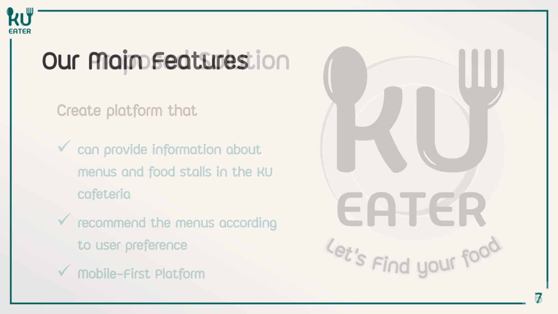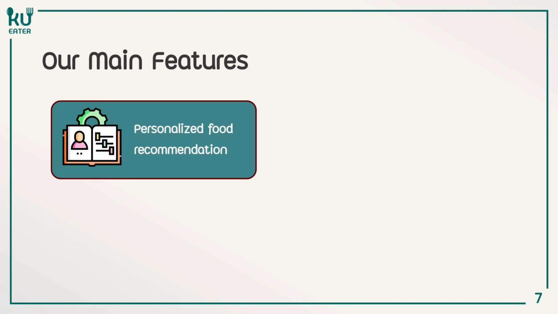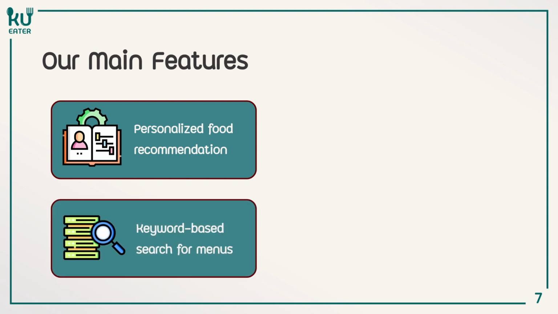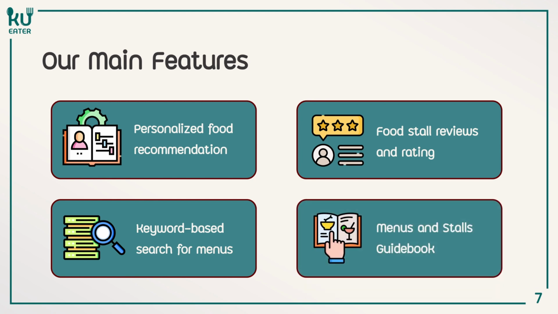In summary, our main features include personalized food recommendation, which is based on user preference and which we will provide on the home screen of our application. Second is keyword-based search for menus, to help users find the specific menu they want. The next feature is food store review and rating. This feature lets users have more information and opinions from other students, which can create a sense of community, and you can easily use us as a menu or food store guidebook on your mobile phone.